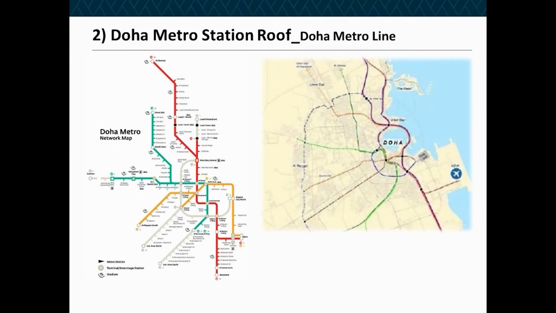So Doha Metro is quite an extensive, brand new metro. There's no rail in Doha at all at the moment. This is just a few diagrams to give you an idea of the scale. Doha itself is not the biggest place in the world, but they're being quite ambitious with their metro plans.